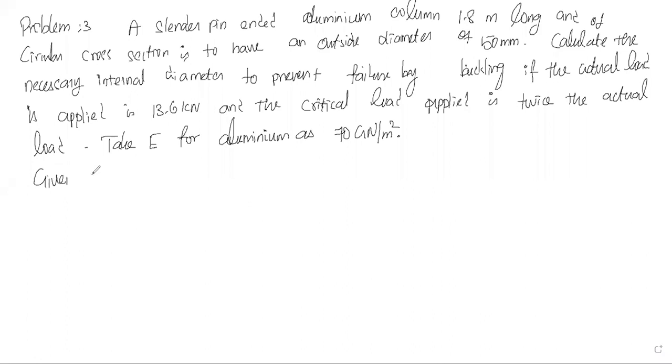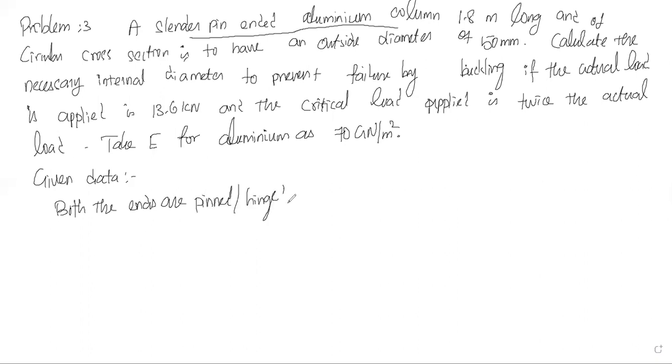Now let us go for the given data. Okay, what are the data they have given? A slender pin-ended aluminum column. Okay, so both the ends are pinned or hinged. Then the column has the length of 1.8 meter. And of circular cross section to have outside diameter of 50 mm. They mentioned that it is hollow circular. That's why they have mentioned the outside diameter.